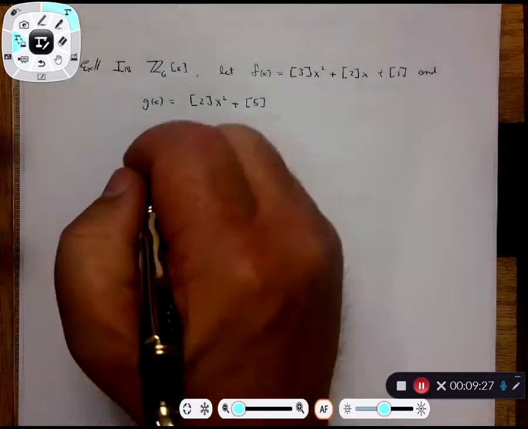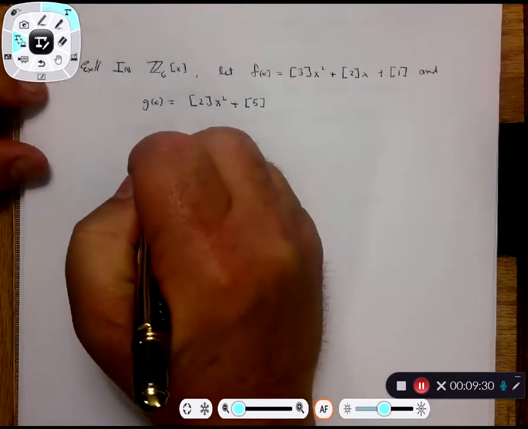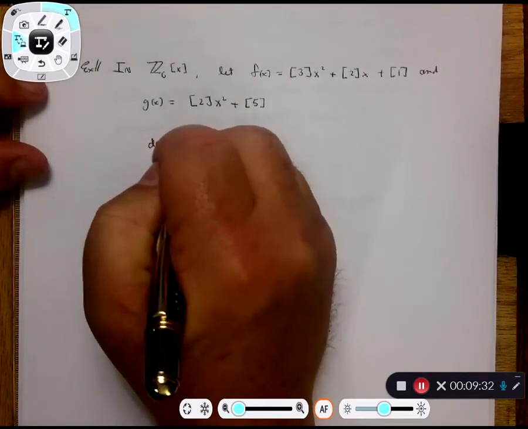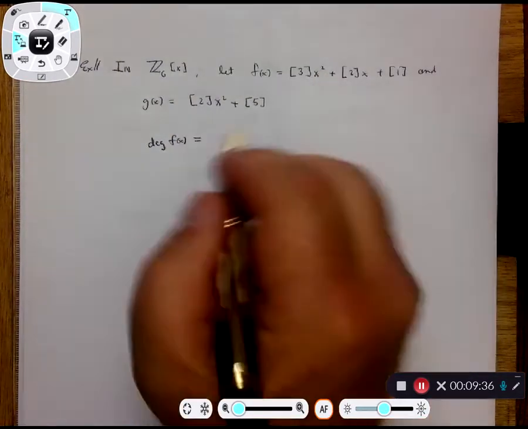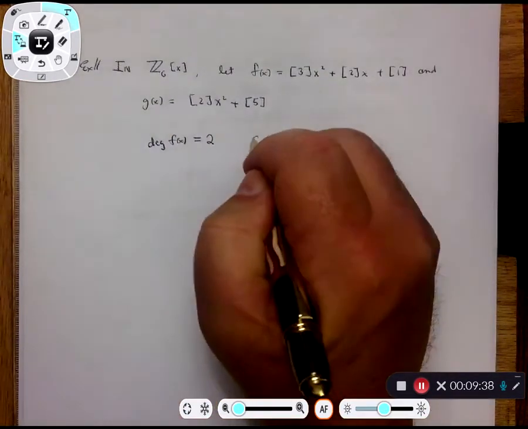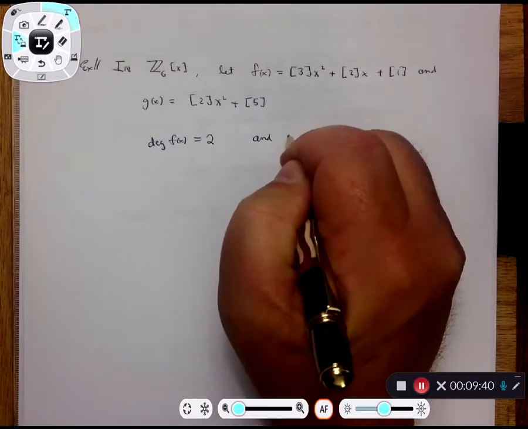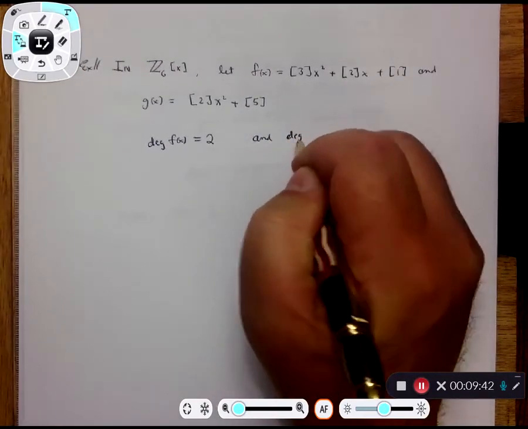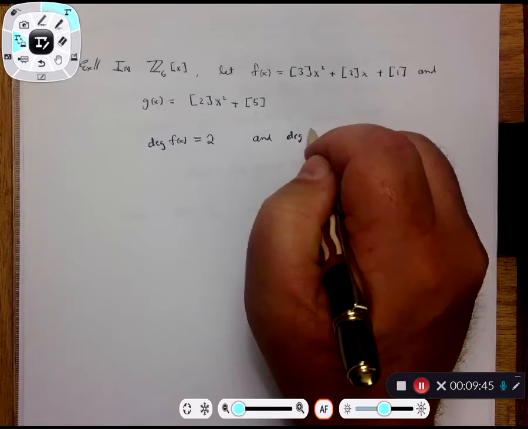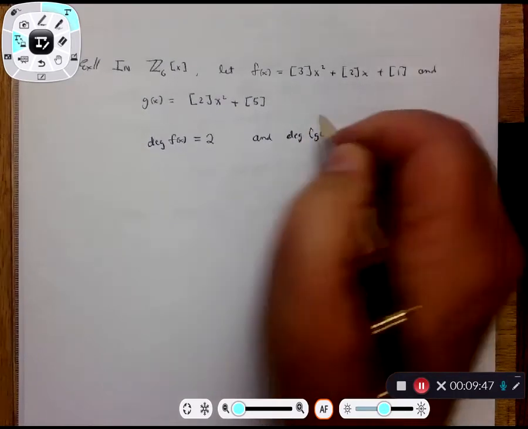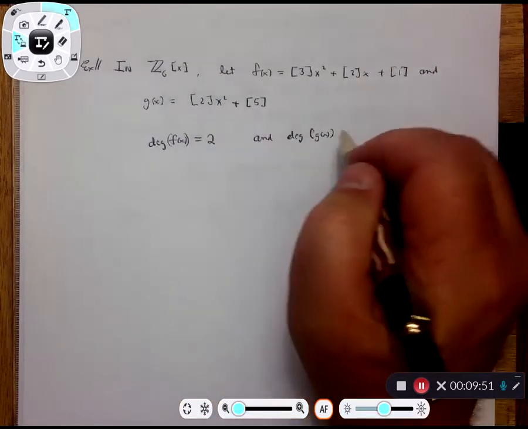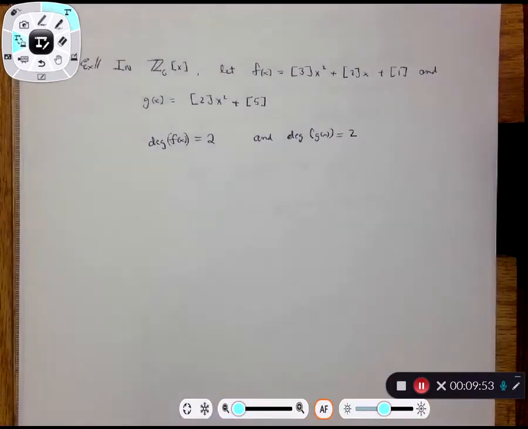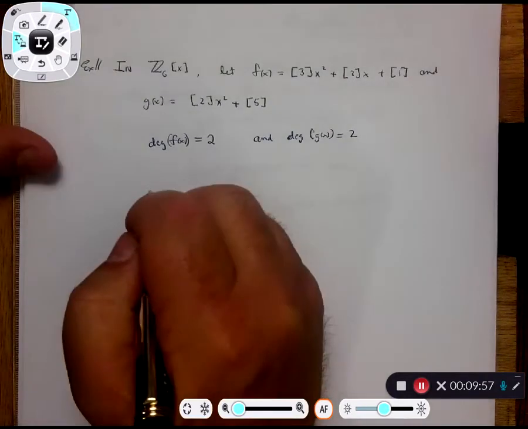Now, let's just check it out here. What is the degree of f(x)? Well, what's the largest exponent? It's 2. And what is the degree of g(x)? Well, this is 2x squared plus 5, so the largest exponent, again, is 2. So the degree of f(x) is 2, and the degree of g(x) is 2. However, let's take a look at this guy.